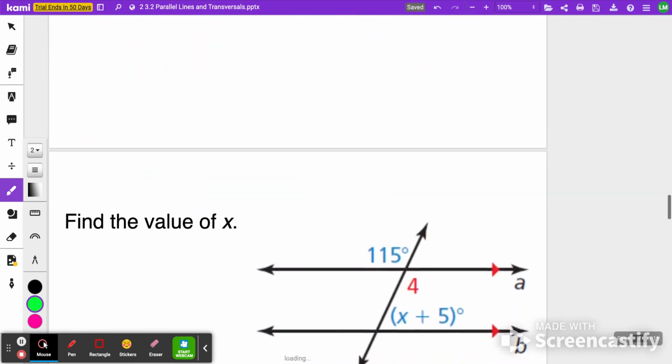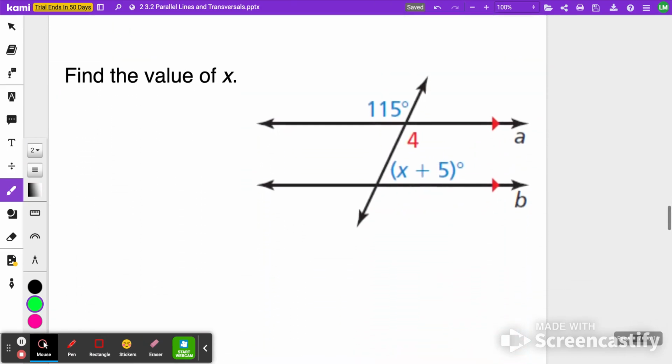So let's go on to the next. Finding the value of x. So we know that 115 is vertical to 4, and 4 is supplementary to x plus 5. So first, we want to make sure if this is 115, then angle 4 is equal to 115 as well. Now that we know that, if we add angle 4 and x plus 5 together, they are supplementary. So that's what I'm going to show here.